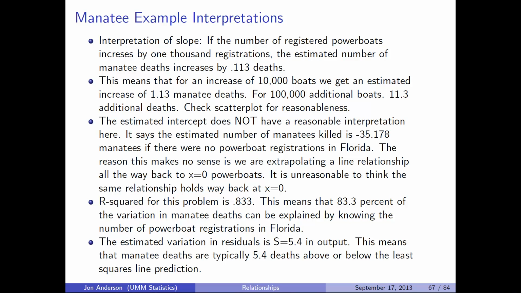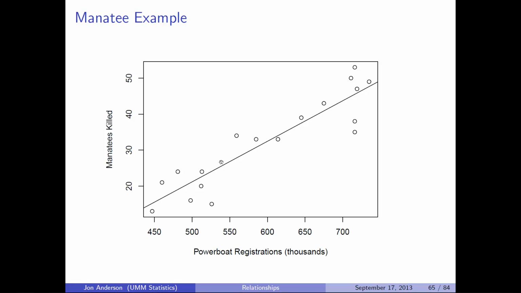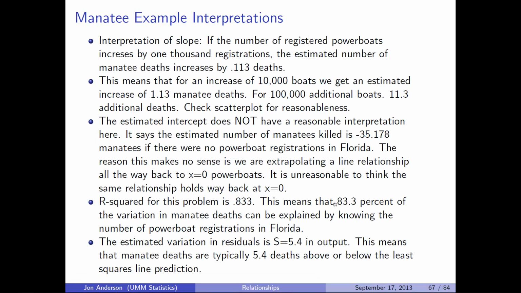Now, the size of a typical residual is about 5.4 deaths, and if you look at the graph, that is saying that the typical size of points around this line is about 5 deaths. And 5 deaths is about between 25 and 20. That's about 5 deaths. And that's about how much these points are drifting above and below the least squares line.